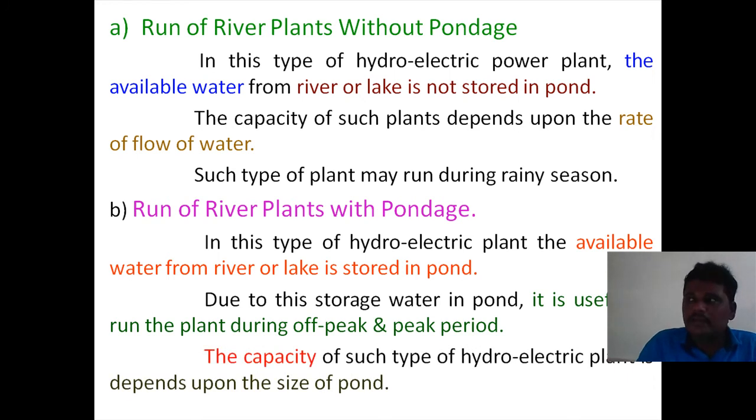The capacity of such a hydroelectric power plant depends upon the size of the pond. When the size of the pond is large, it produces more electricity. When the size of the pond is very small, during off-peak periods it produces less electricity.